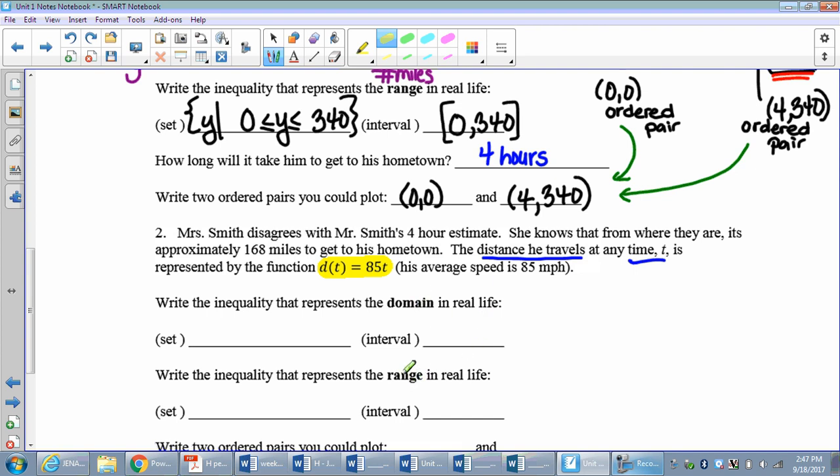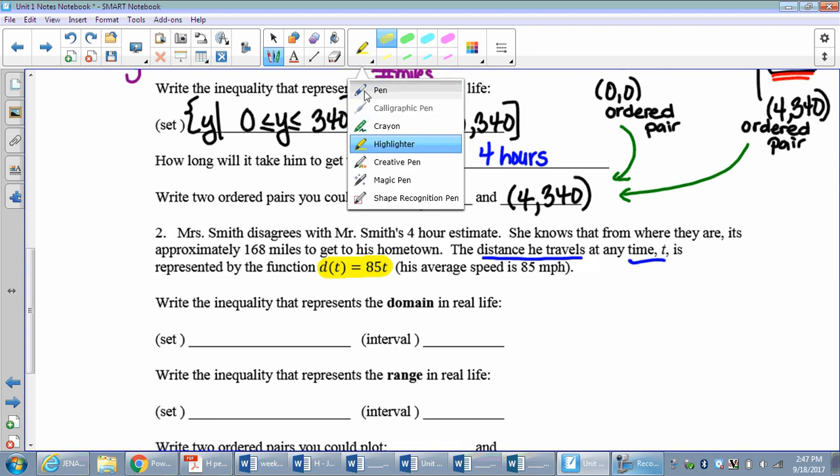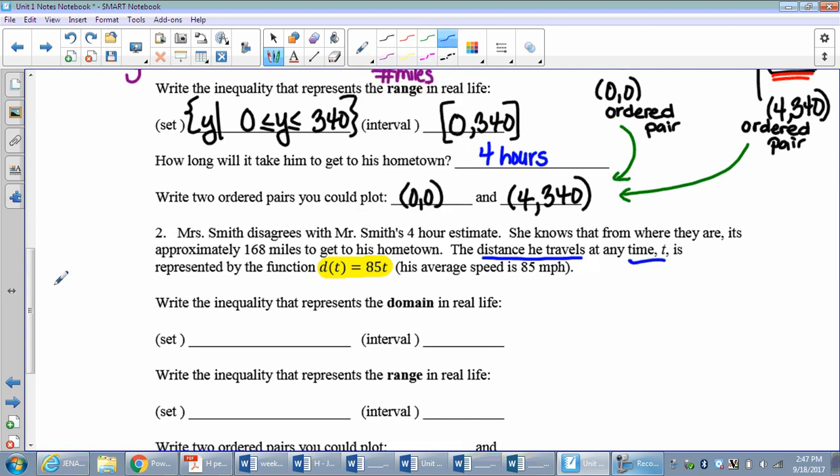If you notice, it didn't ask me to define variables, but we are always going to do so, even if it's not asked of us. So off to the side, t is time. We're still talking hours, so time in hours. And d of t is the distance traveled, because it says the distance he travels at time t is represented by this, and d of t equals that. So that's how I know that these two things are connected. So d of t is distance in miles.